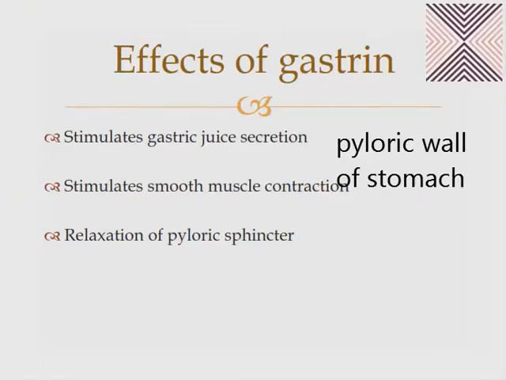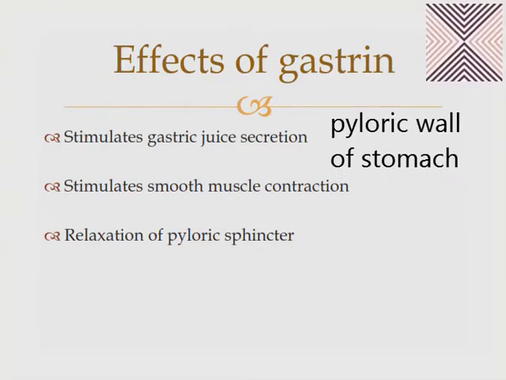So when this gastrin is secreted, by general circulation this hormone reaches the other parts of the stomach and stimulates the gastric secretion. This is a very important thing to note, that it is secreted by the stomach and it is acting on the stomach itself. So gastrin is posing a positive stimulus to the stomach to secrete its digestive juices.